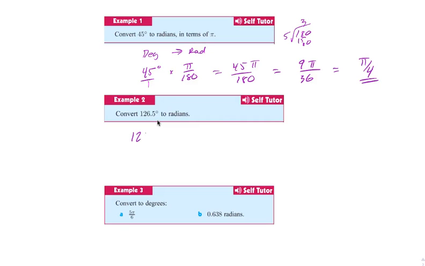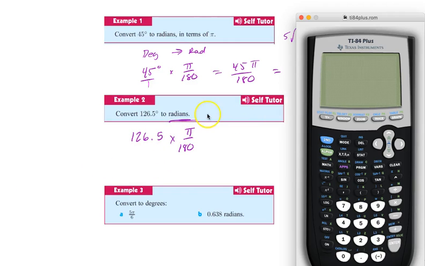Now let's try one with decimals. I have 126.5 degrees. I want to make it radians, so multiply by pi over 180. In this case, I have decimals, so I'm just gonna use my calculator. I'll bring up a calculator and multiply this all in there. 126.5 times pi, so second pi right there, divided by 180.